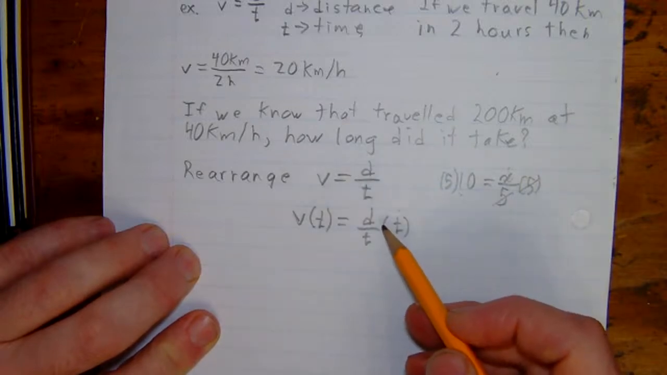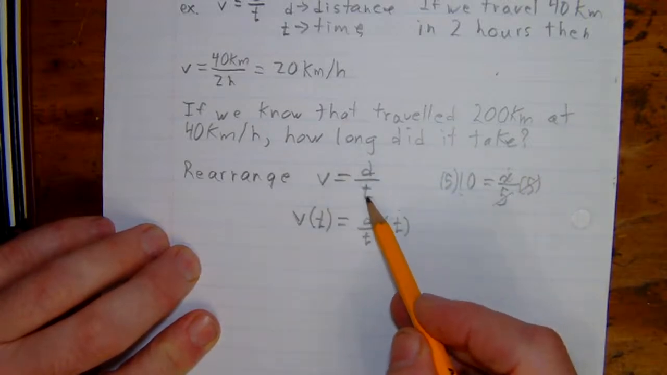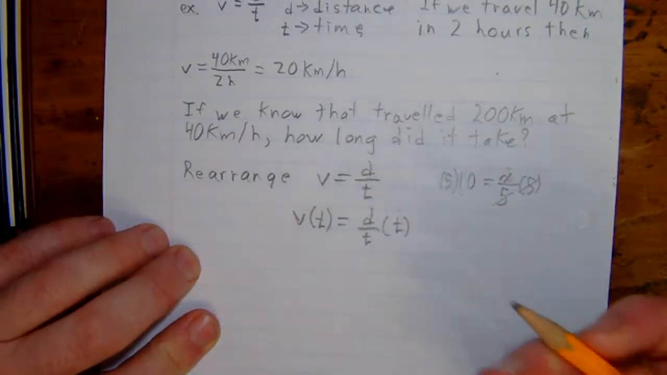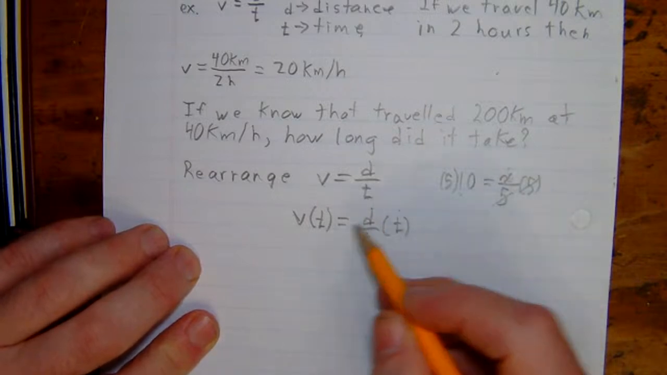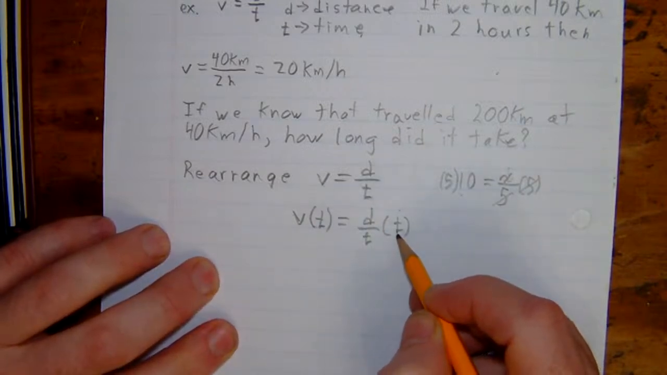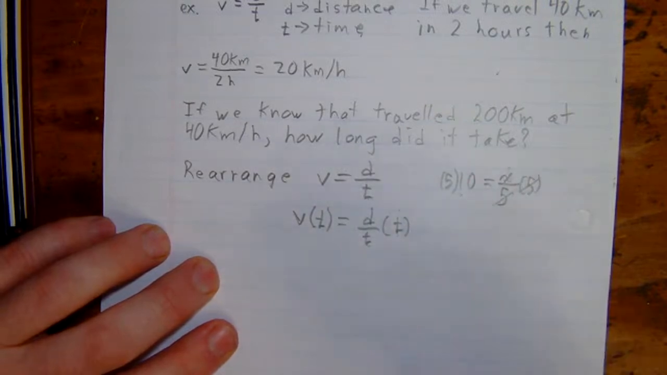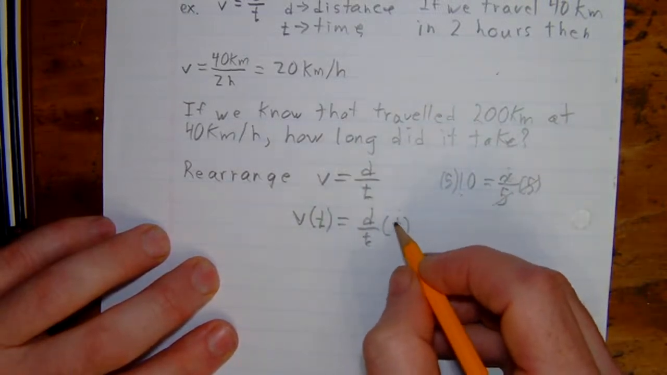Same exact idea here, except instead of 5, a number whose value I know, I have t, which is a number whose value I don't know. But I can still multiply both sides by t. Since I use the same letter, it's going to have the same value as this t, and work from there.